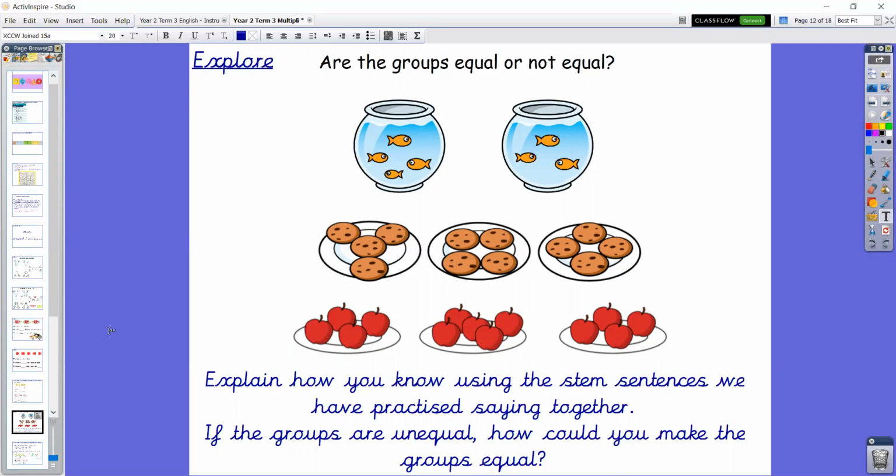There are groups. How many groups are there? There are 2 groups. I don't know if they're equal or not equal yet because I need to check the amount inside each group. What are your predictions? Have a conversation with somebody at home.